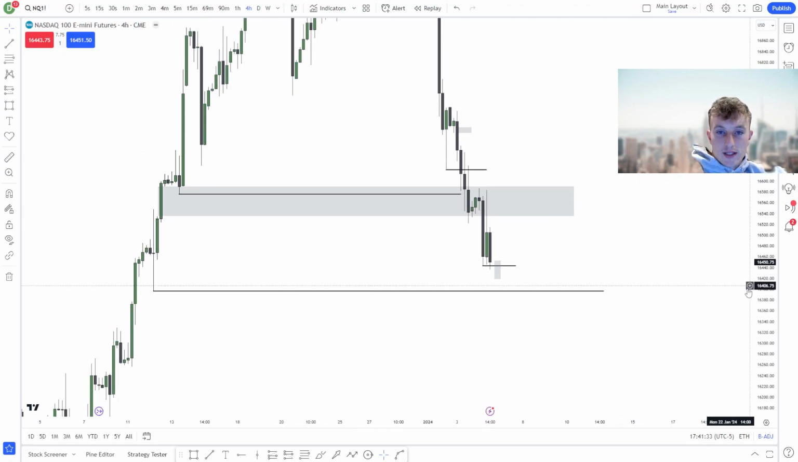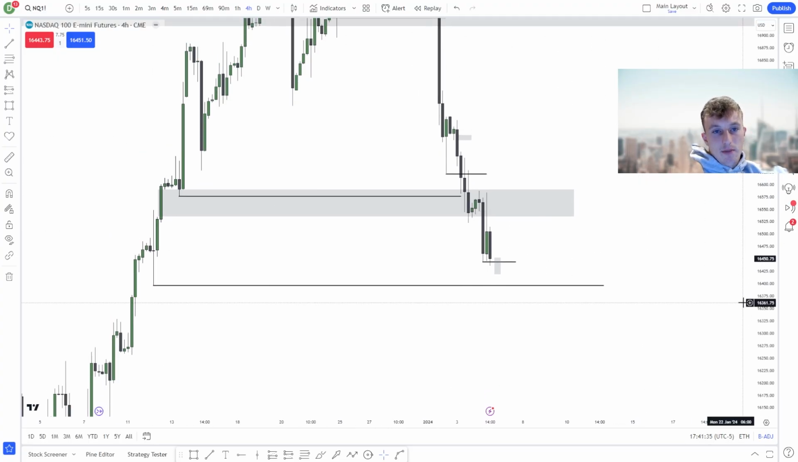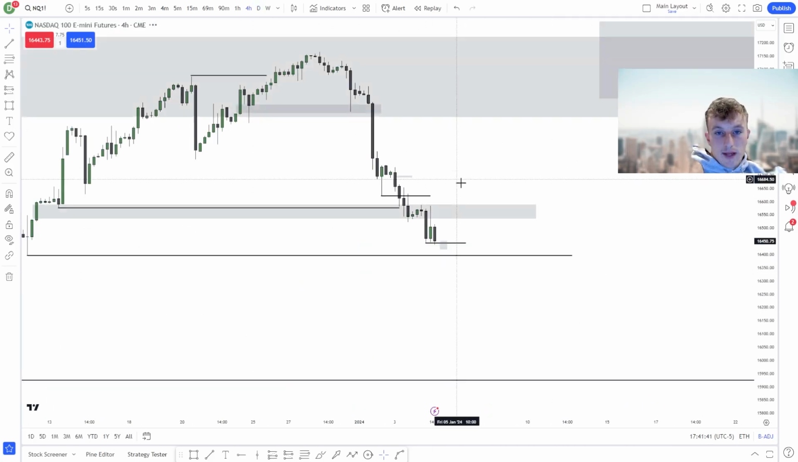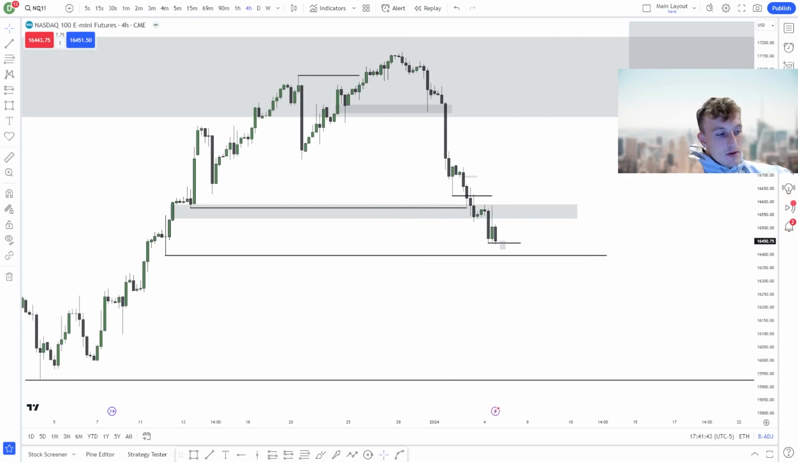Order blocks are another thing I'm going to talk about for looking for daily bias, which you do not get a ton, but when you get an order block, that can also tell you the bias as well. So that's a little bit about that. Let me go to the next slide.